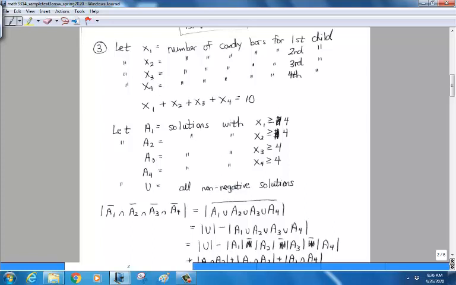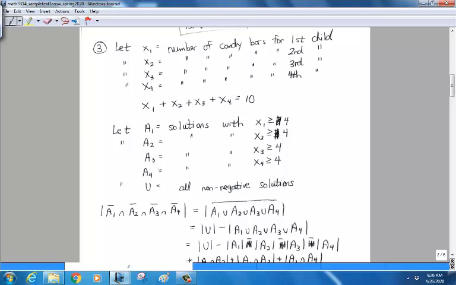So you've got that basic restriction, but we also have the restriction that each of the variables has to be less than or equal to 3, because we don't want to give any child too many of the candy bars. We don't want to show favoritism. So we're looking for solutions to the equation, with the restriction that each of the variables has to be less than or equal to 3.